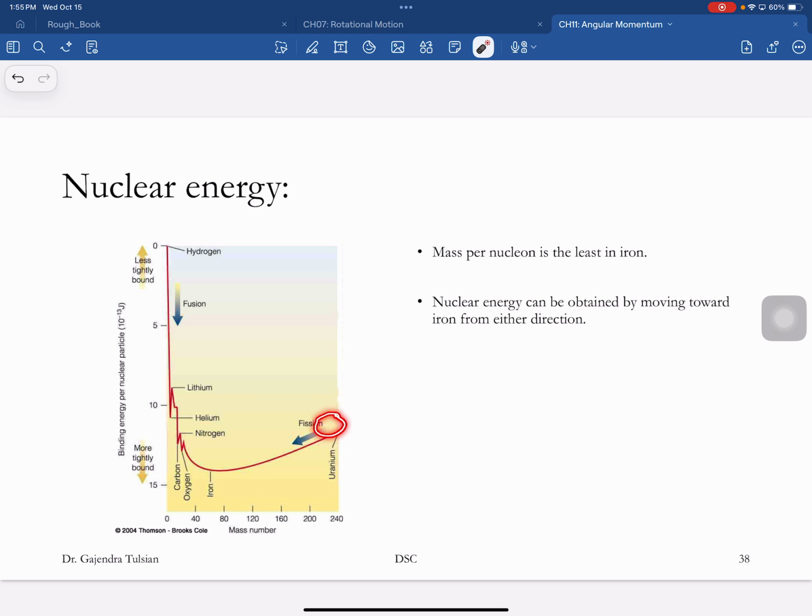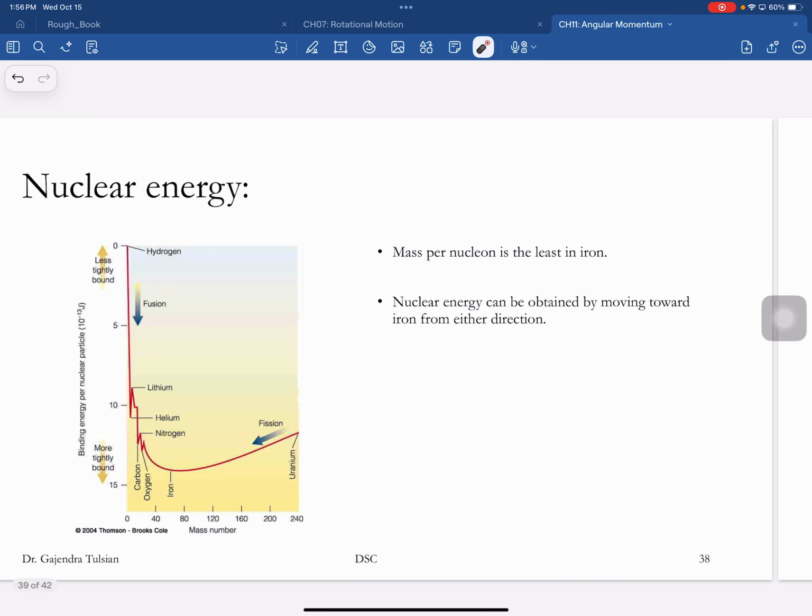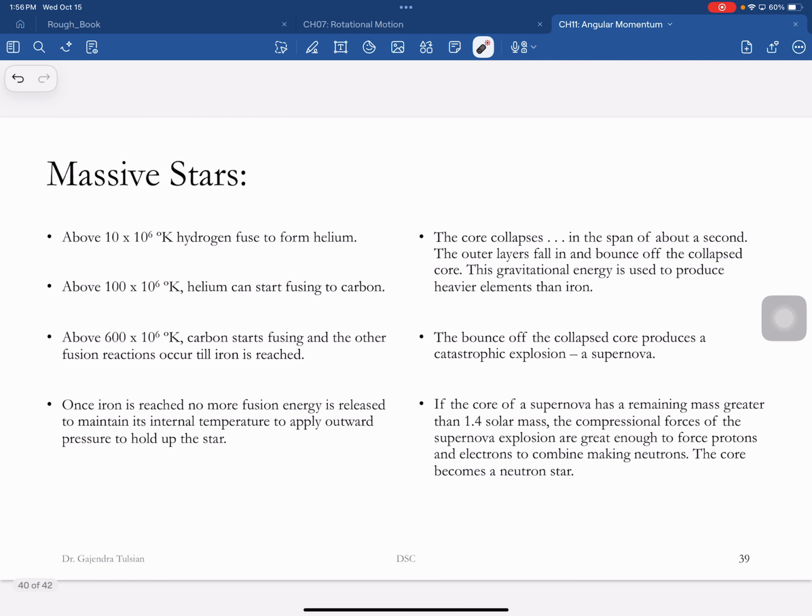By the way, nuclear fission relies on the fact that for uranium, the average mass per nucleon is higher, and you break this guy into smaller pieces, each of those guys weigh less, and that's released as energy. That's nuclear reactors. Okay. All right, so quickly, we'll talk about a supernova, and then we'll be done.